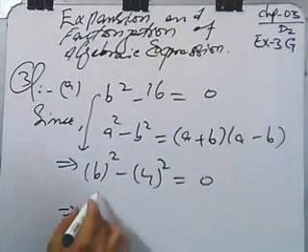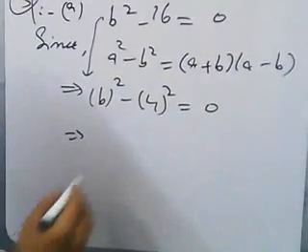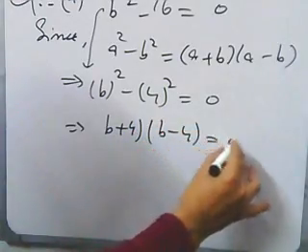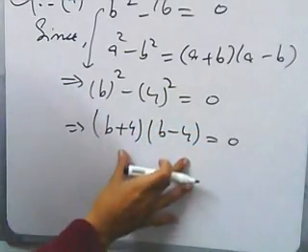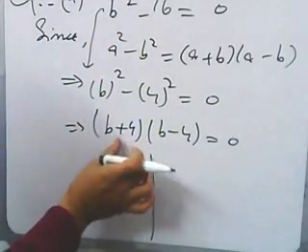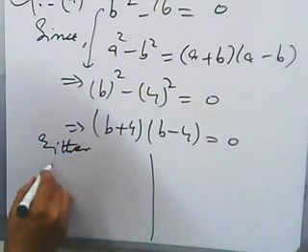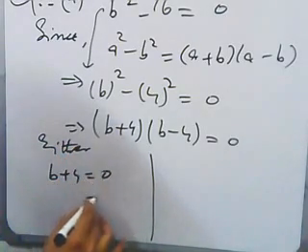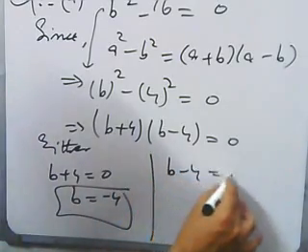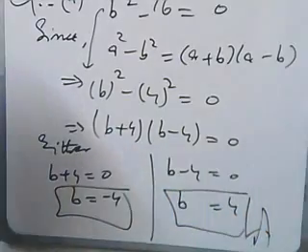So this implies that you have to write one time positive and one time negative, that is b plus 4 and b minus 4 is equal to 0. Again you have got the factors. Now we have to solve. Solve means we have to find the values of b. So either the first term will be equal to 0, that is b plus 4 is equal to 0, so it becomes minus 4, and b minus 4 is equal to 0, so it becomes plus 4. So here is the solution.